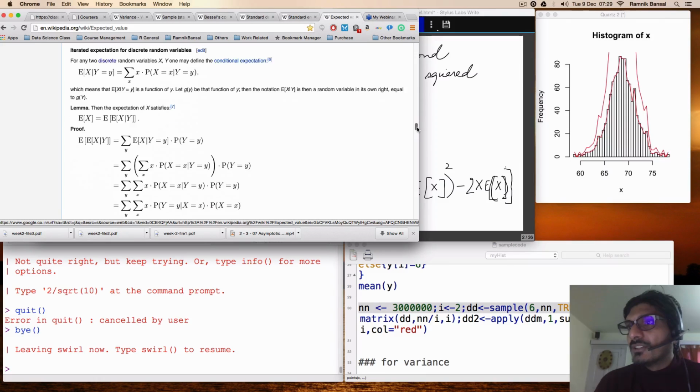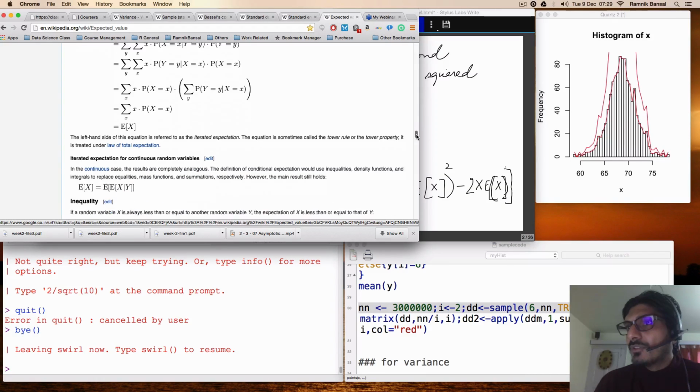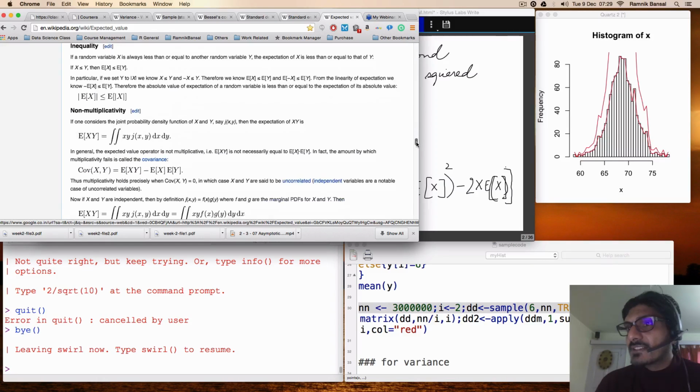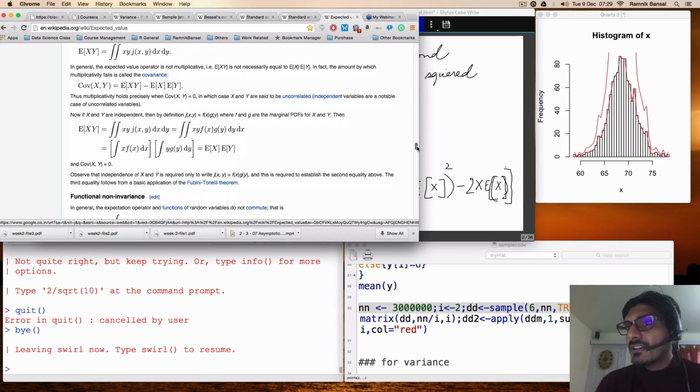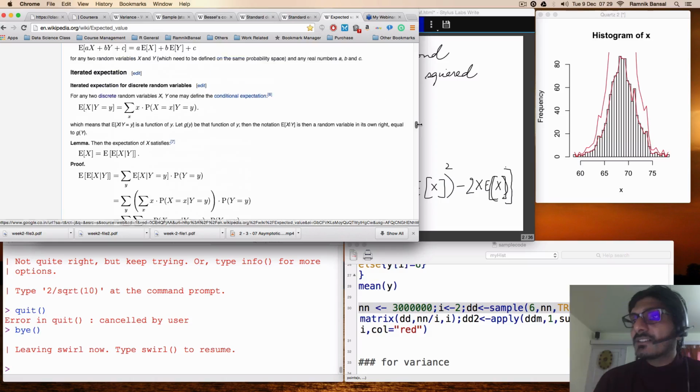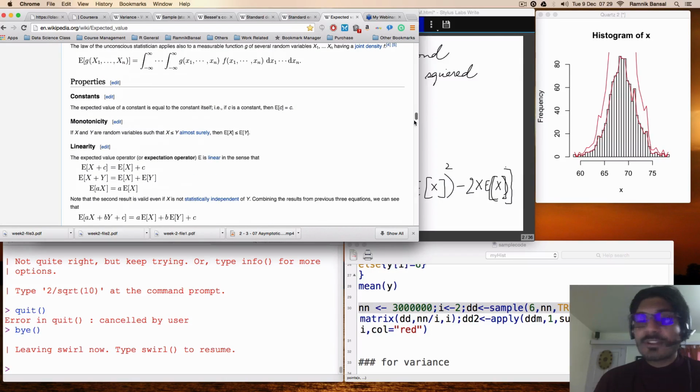Okay. The one concept of independence comes in here, wherein I say expected value of x into y will become expected value of x into expected value of y, provided that x and y are independent of each other. All right. So this is the linearity and other properties of expectation.